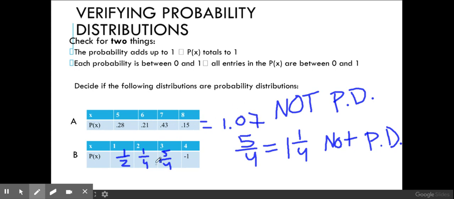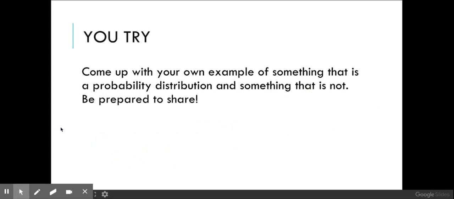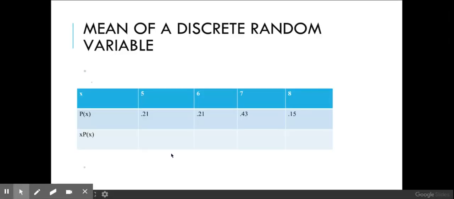So for this one, when we added it up, it didn't equal 1. For this one, there was a number that was not between 0 and 1. So those are the two things. It has to have both. And if it doesn't have both, then it's not. Right, so you can do this on your own, come up with something that is a probability distribution and something that's not.